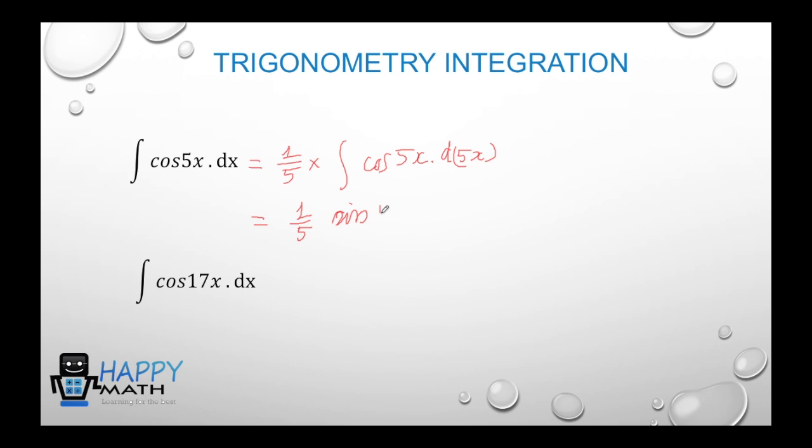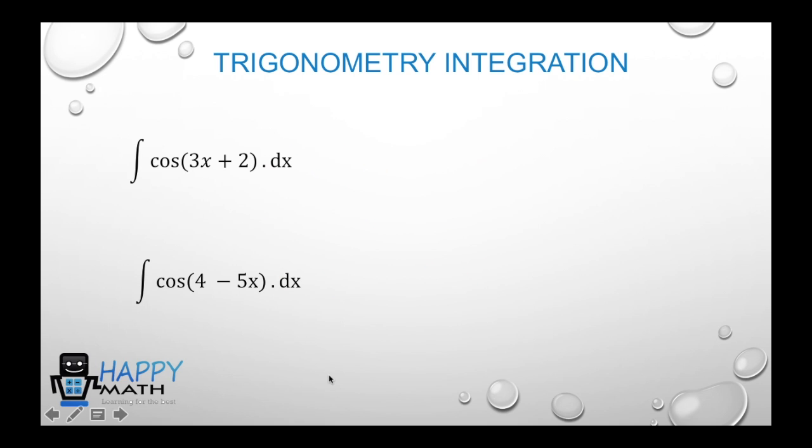Sine of phi x, and plus c at the end of the integrating operation. Okay, very easy. In the same way, you will get the result of the z function, plus c. Okay, very easy to understand. And how about this one?